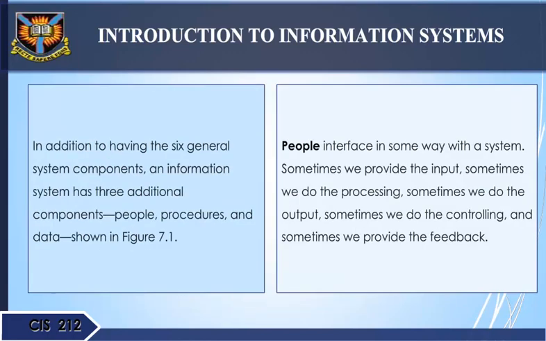In addition to having the 6 general system components, an information system has 3 additional components: people, procedures, and data. People interface in some way with a system. Sometimes we provide the input, sometimes we do the processing, sometimes we do the output, sometimes we do the controlling, and sometimes we provide the feedback.